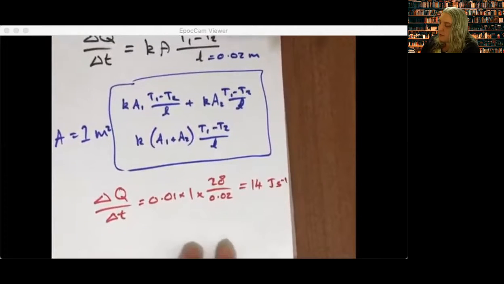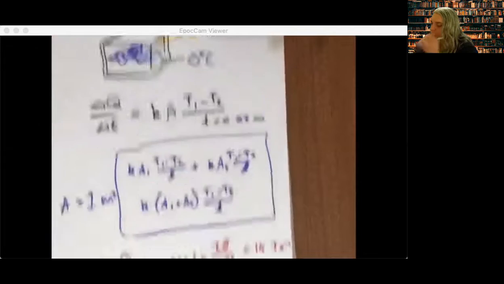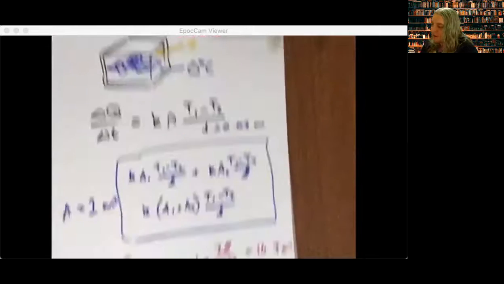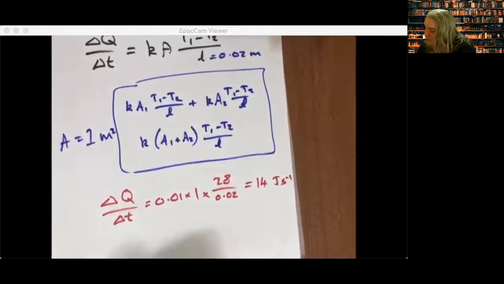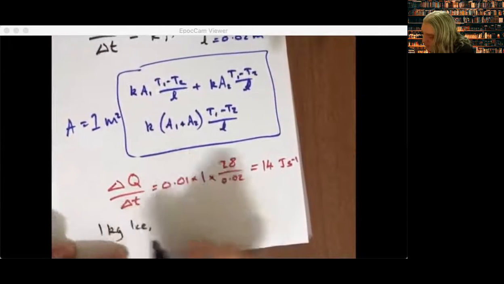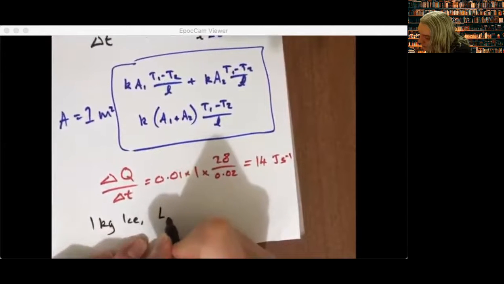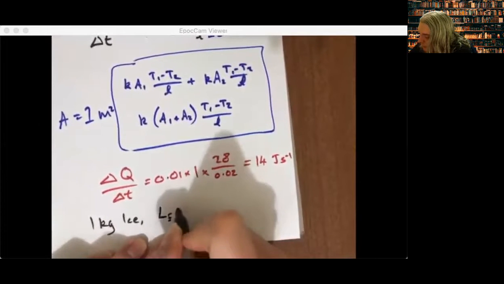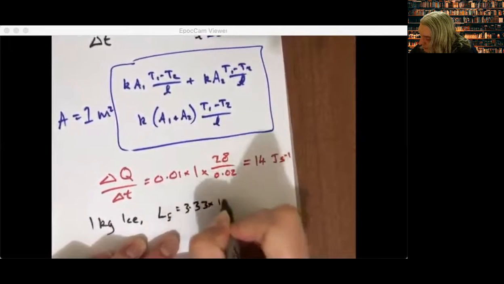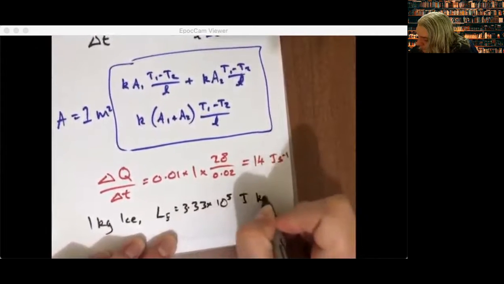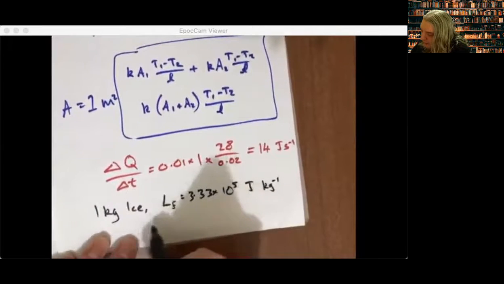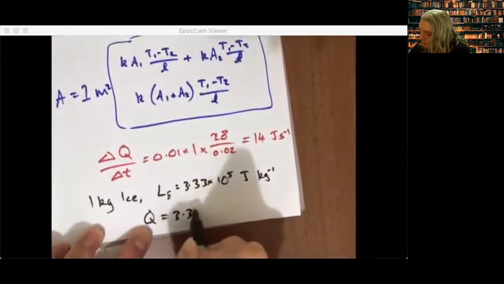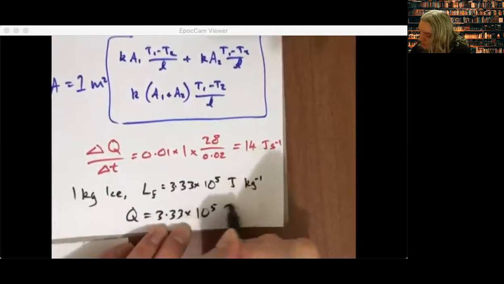But the question we've been asked is how long does it take for this ice all to melt? We've got 1 kilogram of ice. So it actually becomes a latent heat of fusion problem. We've got 1 kilo of ice, and we've been told that the latent heat of fusion for ice is equal to 3.33 times 10 to the 5 joules per kilogram. If we've got 1 kilo and it takes this many joules to melt 1 kilo, then it's just going to need this many joules. So we need Q equal to 3.33 times 10 to the 5 joules.